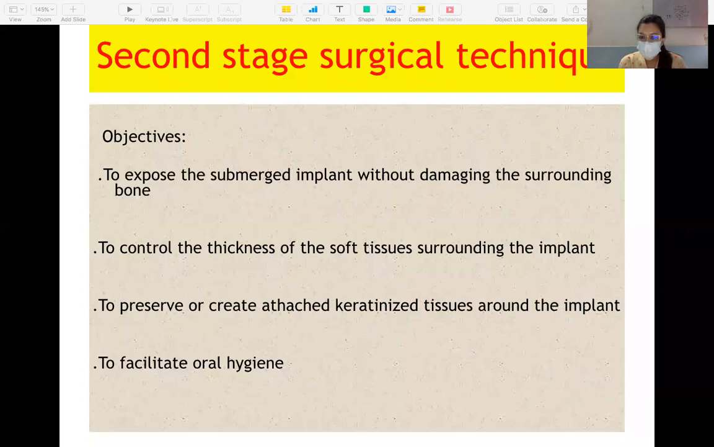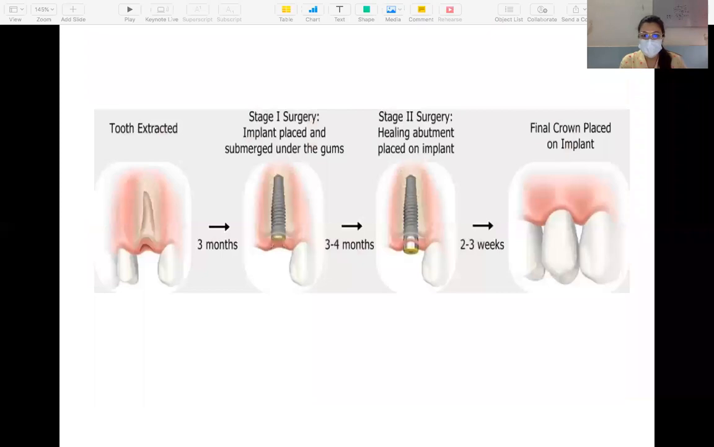The second stage takes place when you reopen the suture site, that is, the site of placement of the implant, and then the suprastructures of the implant are attached and changed. So this is a diagram to explain the various stages. Okay, so you extract the tooth. Then the first stage is the implant is placed and submerged under the gums.